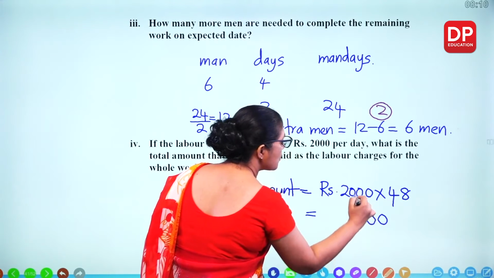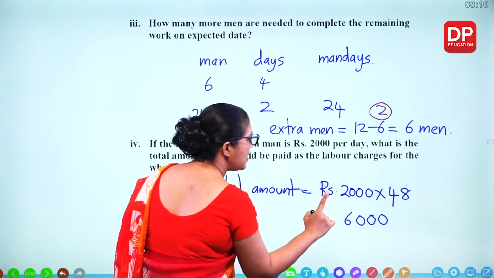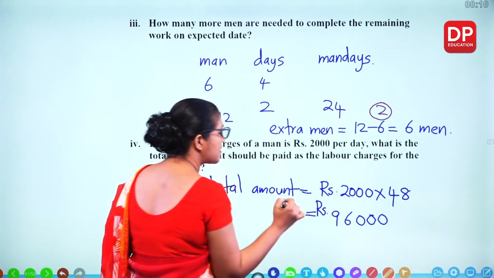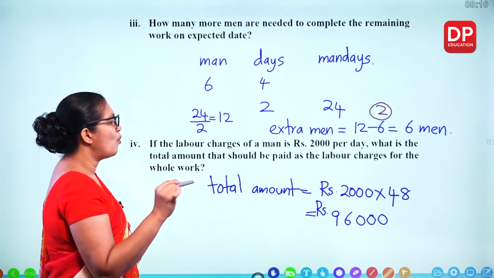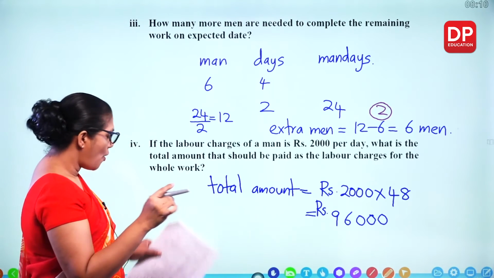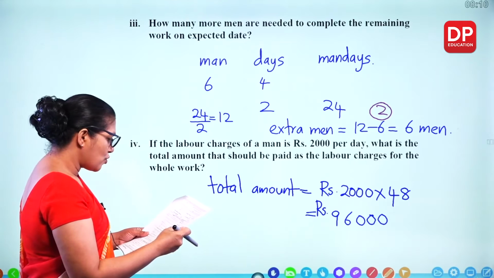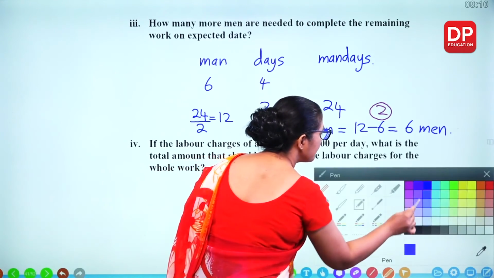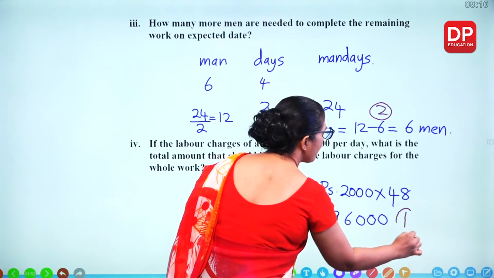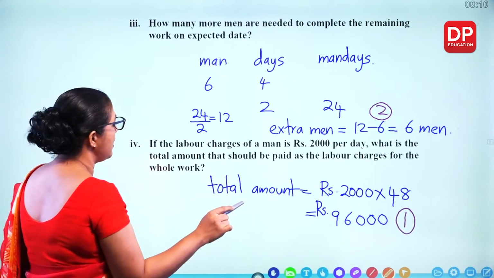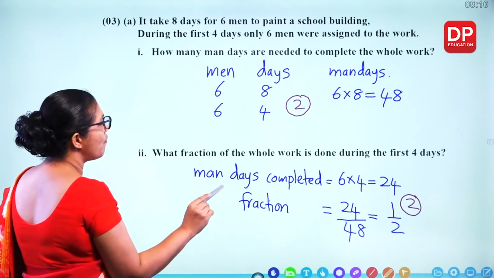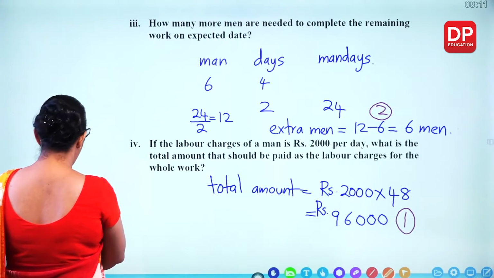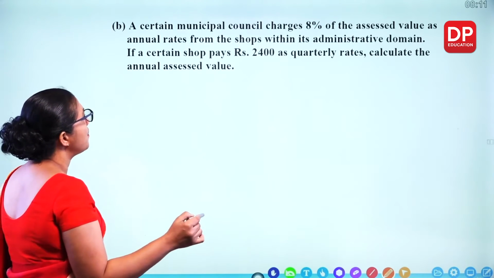0, 0, 0, 2 times 8, 16, 2 times 4, 8 plus 1, 9. So you need 96,000 rupees for the whole work. So how many marks for that step? So you are getting another 1 mark. So 2, 3, 4, 5, 6, 7. So 7 marks for part A. So that means you are getting 3 marks for part B.